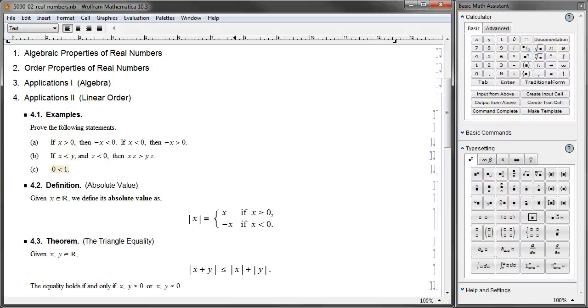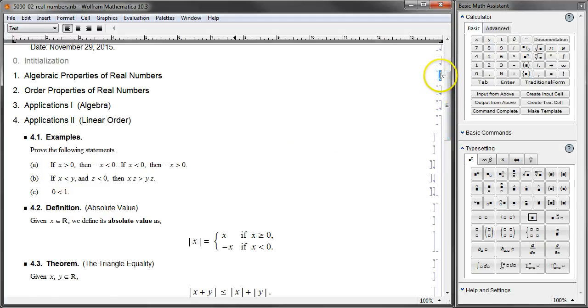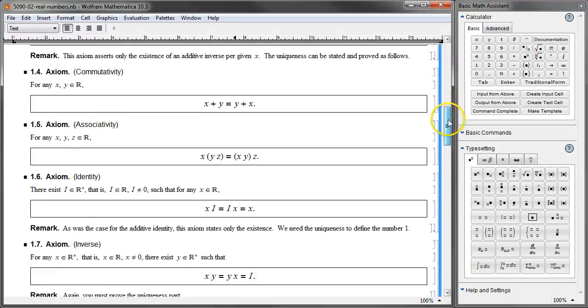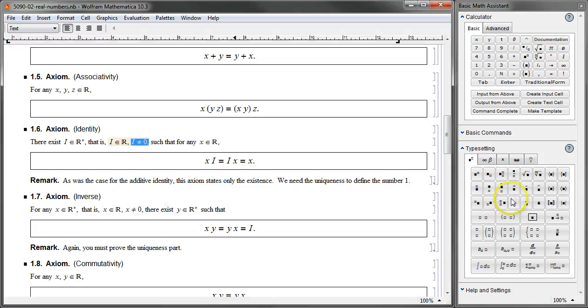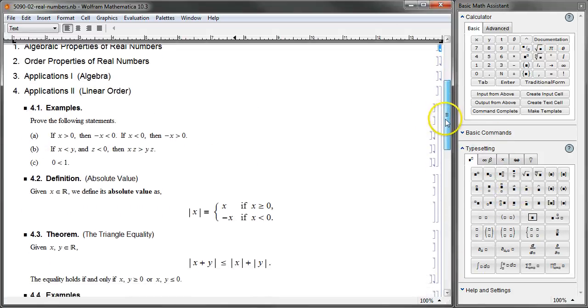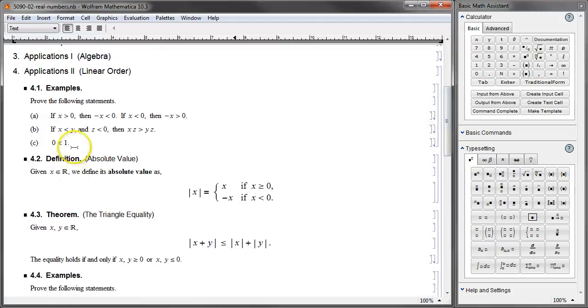Well, as a matter of fact, we know that 0 is not equal to 1. In the algebraic properties of real numbers, we assumed that the multiplicative identity is not equal to 0. We assumed that. But is it greater than 0? I'm not so sure. We have to prove it.